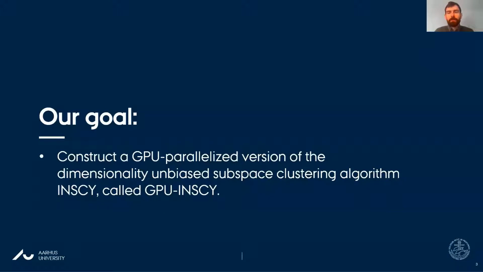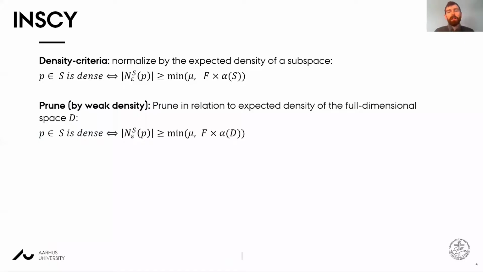Our goal is therefore to construct a GPU parallelized version of the dimensionality unbiased subspace clustering algorithm InSky that we call GPU InSky. InSky is a density-based subspace clustering algorithm similar to DBSCAN and SUBCLU that makes this subspace clustering unbiased regarding dimensionality by normalizing the density criteria by the expected density of the subspace.